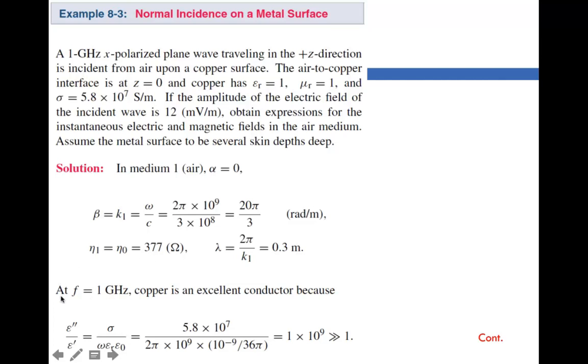Now the next thing we have to check is whether or not copper is a good conductor at this frequency. So at 1 gigahertz, we look at the ratio of epsilon double prime over epsilon prime because that's our test. So we take epsilon double prime over epsilon prime, and that's going to be sigma over omega epsilon relative epsilon naught. So when we plug in all of those numbers, we get 1 times 10 to the 9th, which is much, much greater than 1, which means that at this frequency, copper is an excellent conductor.